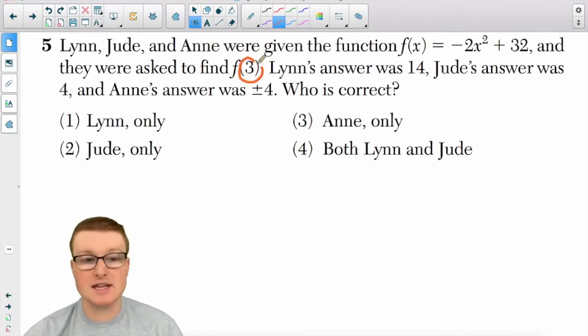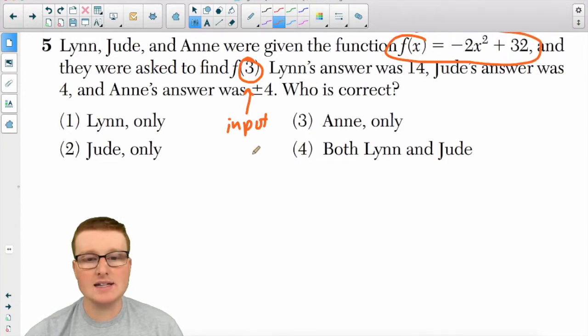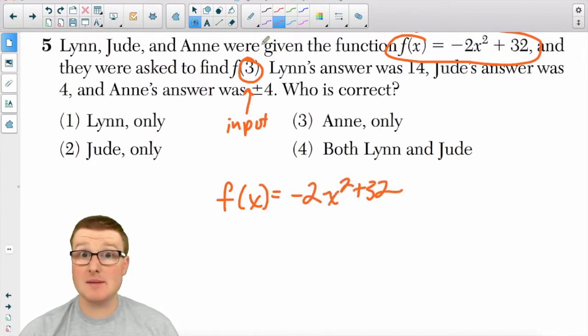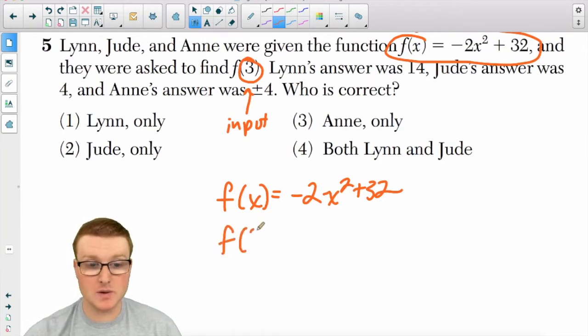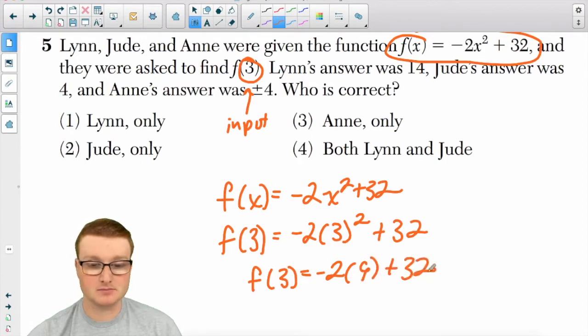is you're taking the input of 3, all right? This is your input, and this is your function that you need to plug it into. So anytime you see an x in f of x, you're going to replace it with a positive 3, okay? So we're going to take that positive 3 and plug it in. So f of 3 is equal to negative 2 times 3 quantity squared plus 32, okay? So f of 3 is equal to negative 2, 3 squared is 9, plus 32.